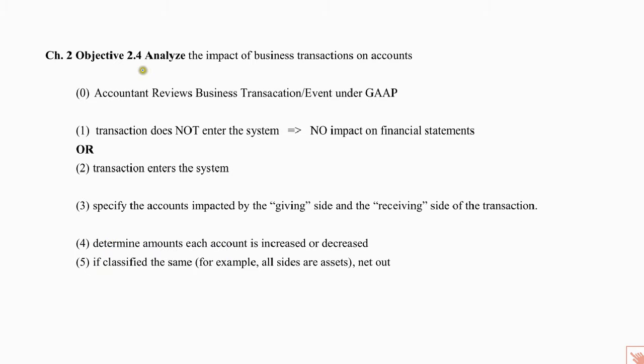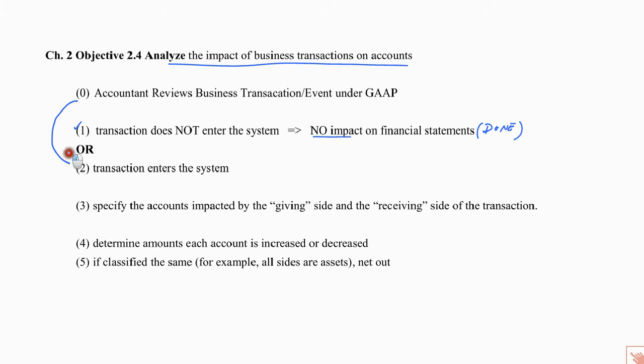All right. So, objective 4, analyze the impact of business transactions in the accounts. On this slide, I just have lined up a process for analyzing every transaction. So the first thing that would happen is the accountant would review the transaction under GAAP, and you're thinking, does it belong in the accounting system or not? So either it does not, and then it has no impact, and you're done, or the transaction is going to enter.